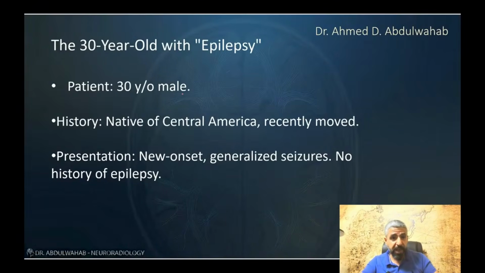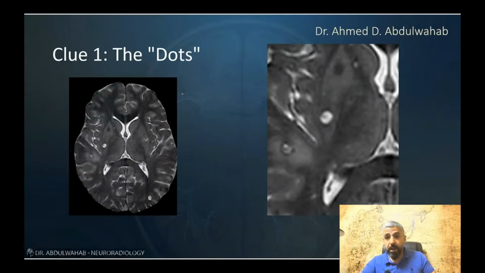He just moved from outside. This is a 30-year-old male, native of Central America, recently moved, presented with a new-onset generalized seizure, no history of epilepsy. Clue number 1, the dots. Look at this. It's like a shotgun blast of lesions everywhere. Lesion here, lesion there, lesions everywhere. These are multiple dots. Some are bright cysts, some are dark, but look closely at one of the cysts. See that tiny black dot just in the center? That's the scolex, the parasite's head. This is a defining clue.